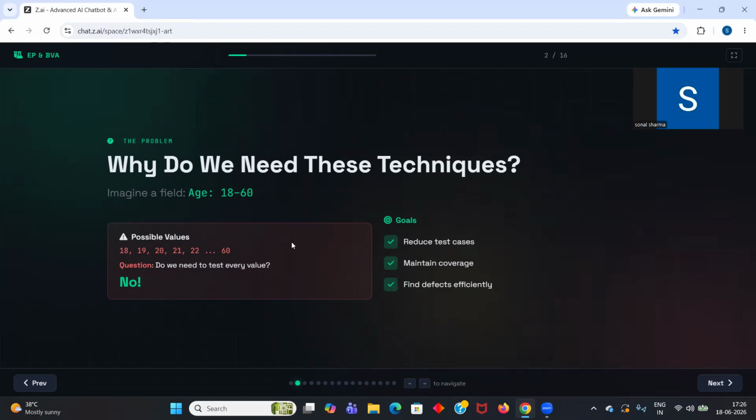You will write 18, that should work. You will write 19, that should work. 20, that should work. And so on till 60. No, you don't need to do that. You don't need to test every value. That will consume a lot of your time. So the purpose of these two techniques is to reduce your test cases and while reducing the test cases still maintain the coverage and find the defects efficiently.